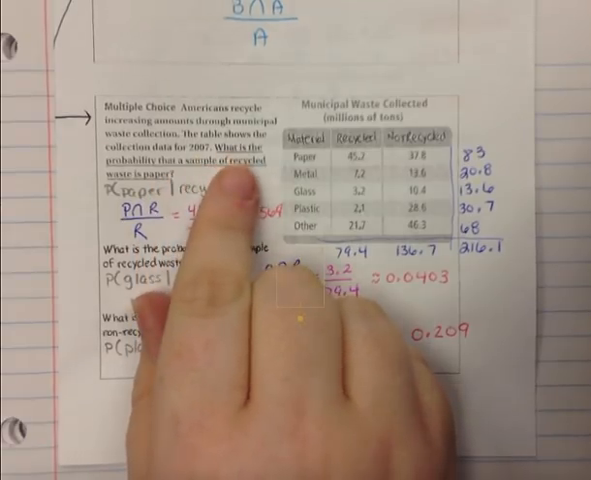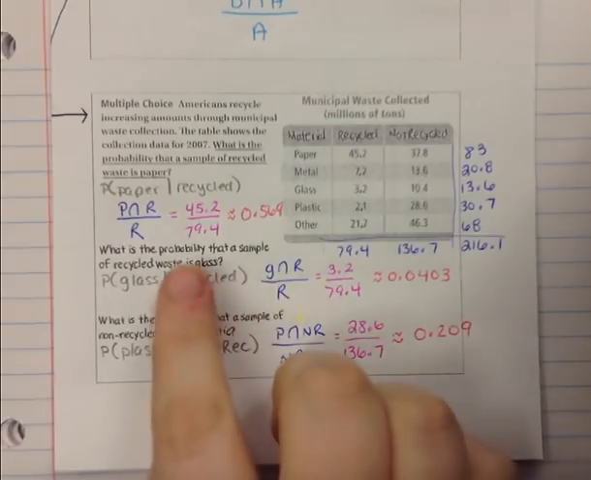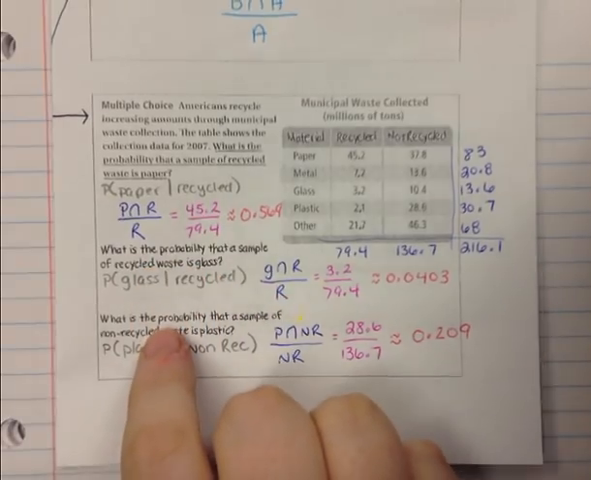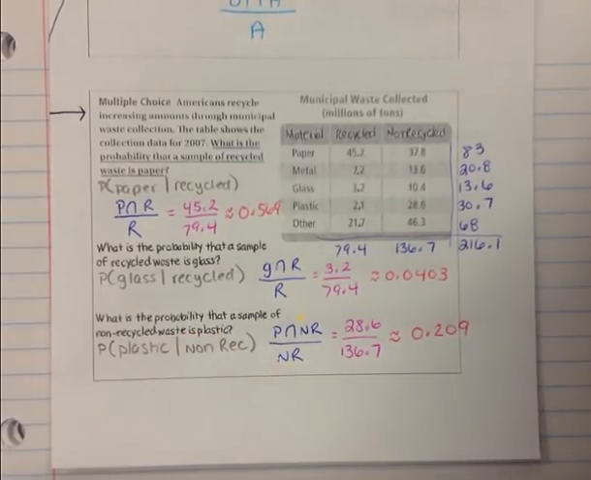So sample of recycled waste, that's the whole thing it's coming from, all the recycled. This one's coming from all the recycled. This one's coming from all the non-recycled. So then we just find where they overlap. That is conditional probability.